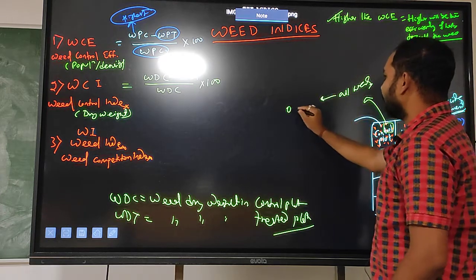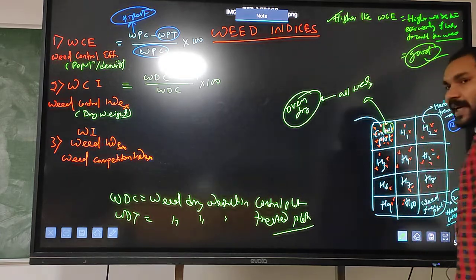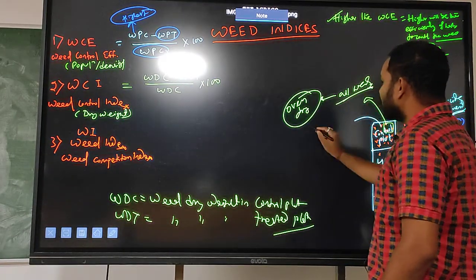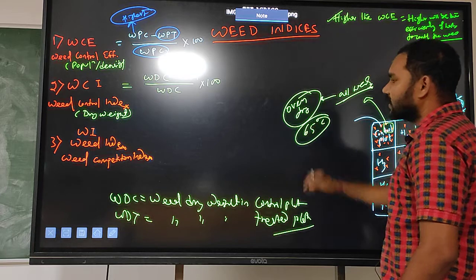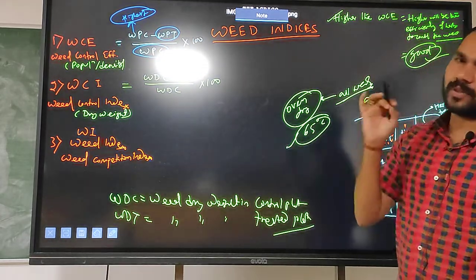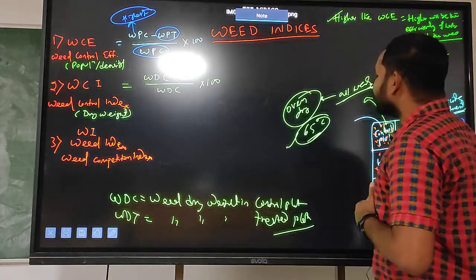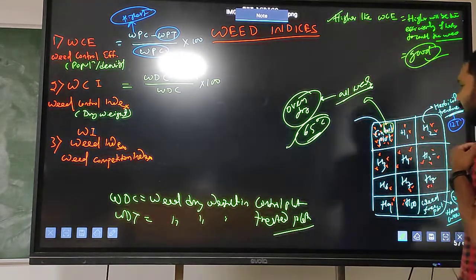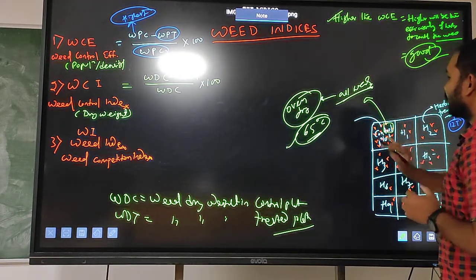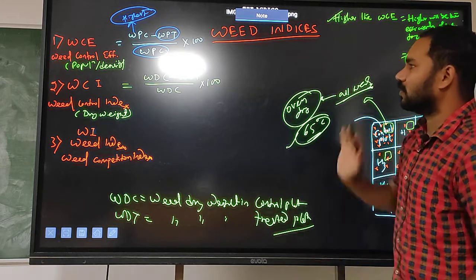and oven dry them. Go for oven drying. For plant species, we use 65 degree centigrade oven drying. In the exam, whatever I am teaching, definitely 1 to 2% will be asked. So 65 degree centigrade will be used, and under this condition you take the dry weight. Likewise, take all the meter square weeds, oven dry them, and record the dry weight.